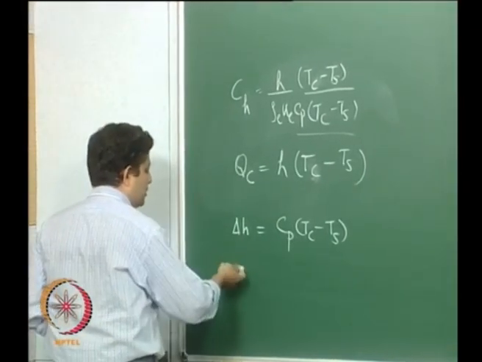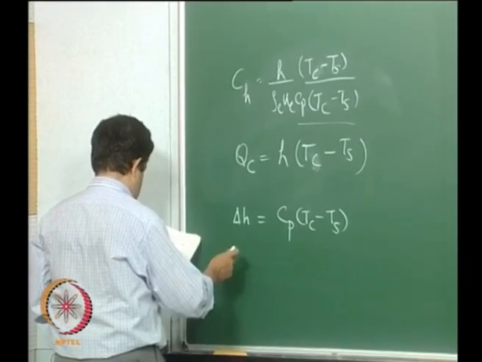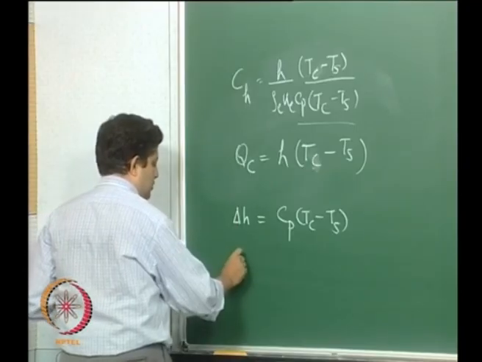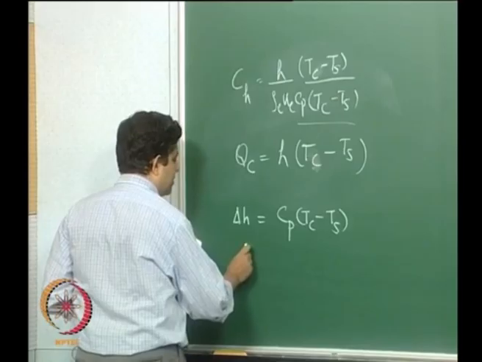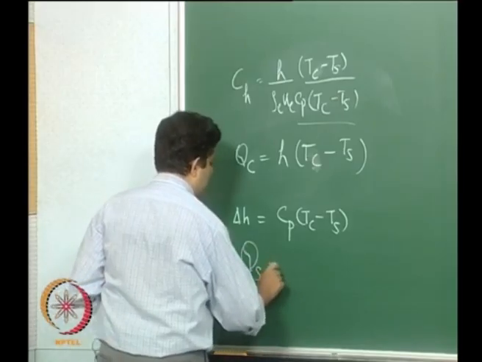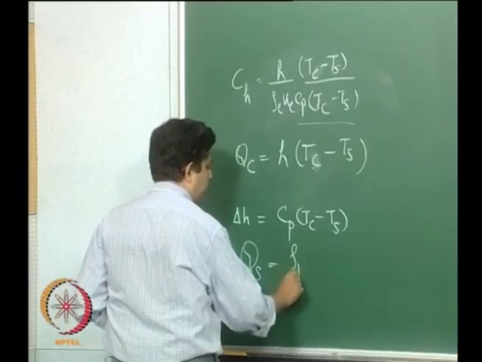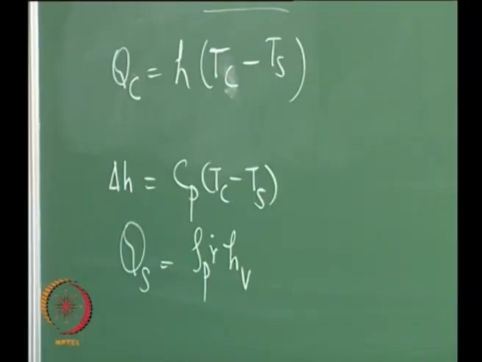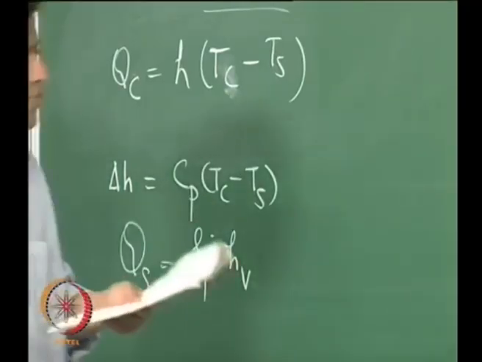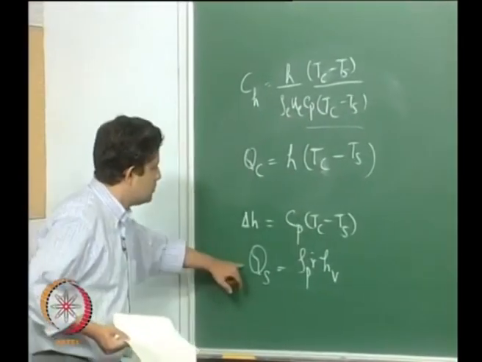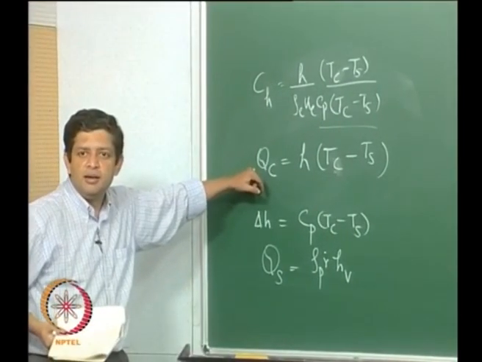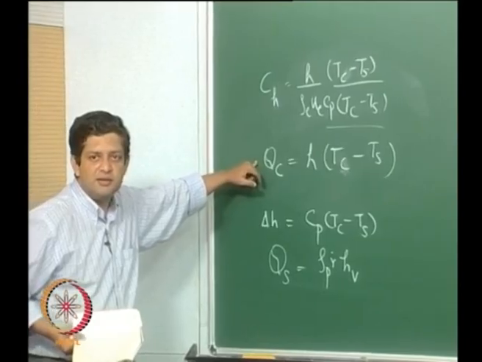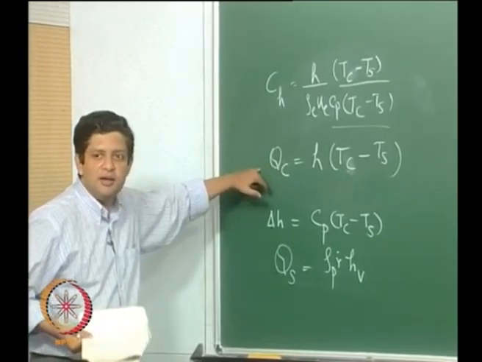we also had the other term, that is the heat that was taken up by the solid. Let me call that Qs, that was equal to rho p r dot hv, right. But we know that these two must be equal, right. That was the heat balance at the surface. For the heat balance at the surface, these two must be equal.